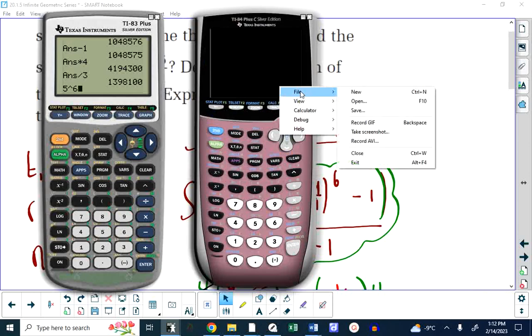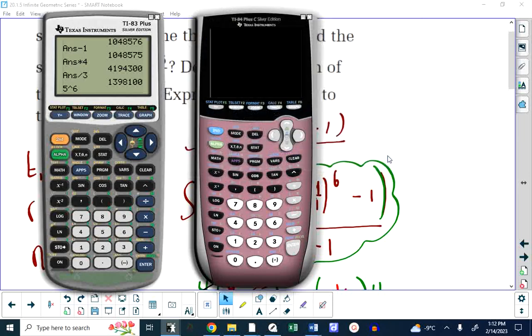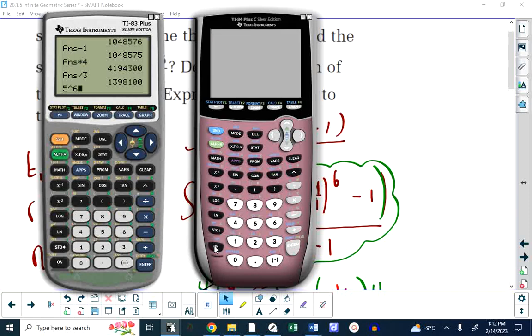I opened the same one, I guess. Yeah, there we go. Interesting. Oh, there we go. There we go. Okay.